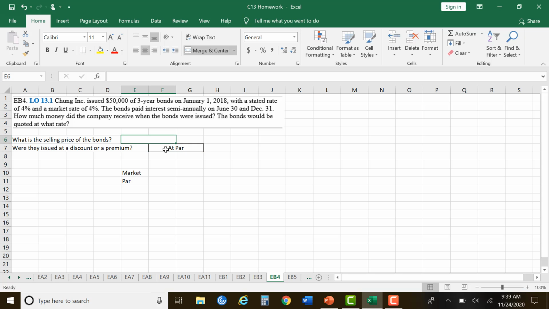And the selling price of bonds is exactly what they asked. They didn't have to take a discount. They didn't get a premium for it. They sold it for exactly what they asked. Very simple. Okay.